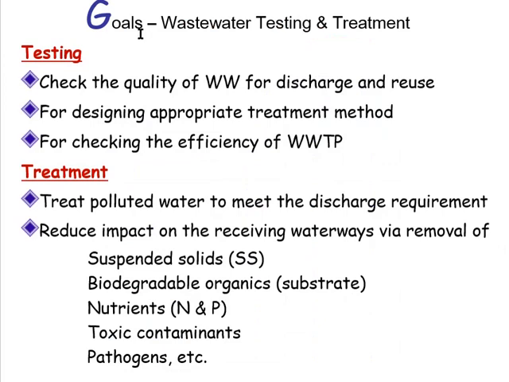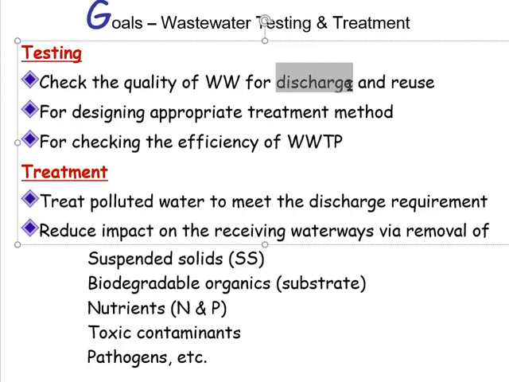When we do the wastewater testing and then go for the treatment, what are our objectives, what are the goals? Testing we do to check the quality of the wastewater. For what are we checking the quality? For discharge. If we want to throw this wastewater into the river or into the lake, it may damage the river. Water will not be usable for the people, right? So that's why we check the discharge quality. And if we want to reuse, we also check the quality.